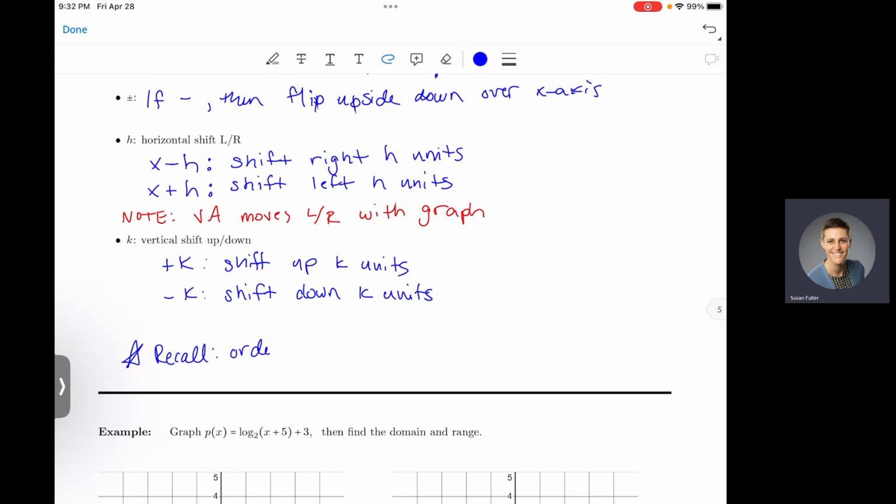Order matters when we do this. We want to make sure that we do this in the right order. So the first thing that you're going to do is shift your graph to the left or right based on that H value. And then after you move things left and right, you're going to go ahead and do your reflections. And then the very last thing that you're going to do is any vertical shifting that you might have.